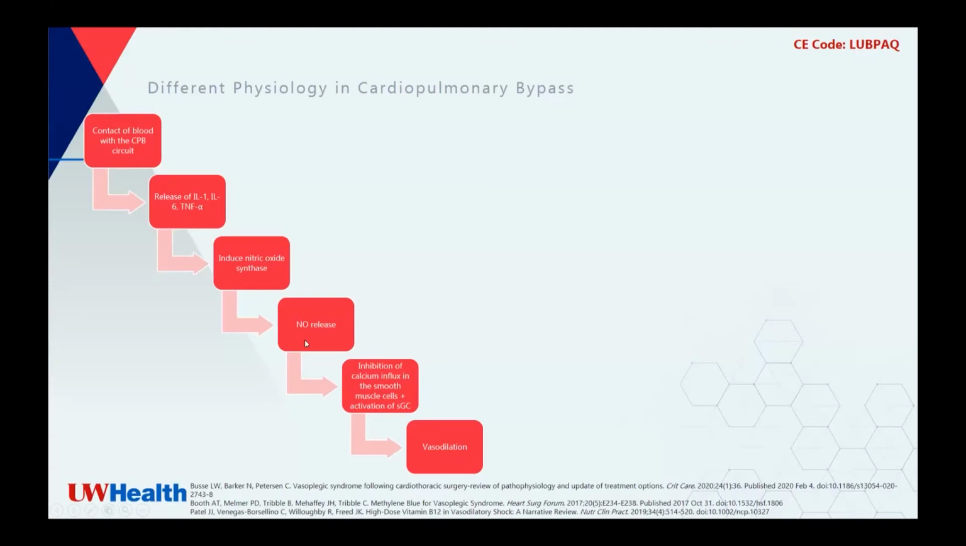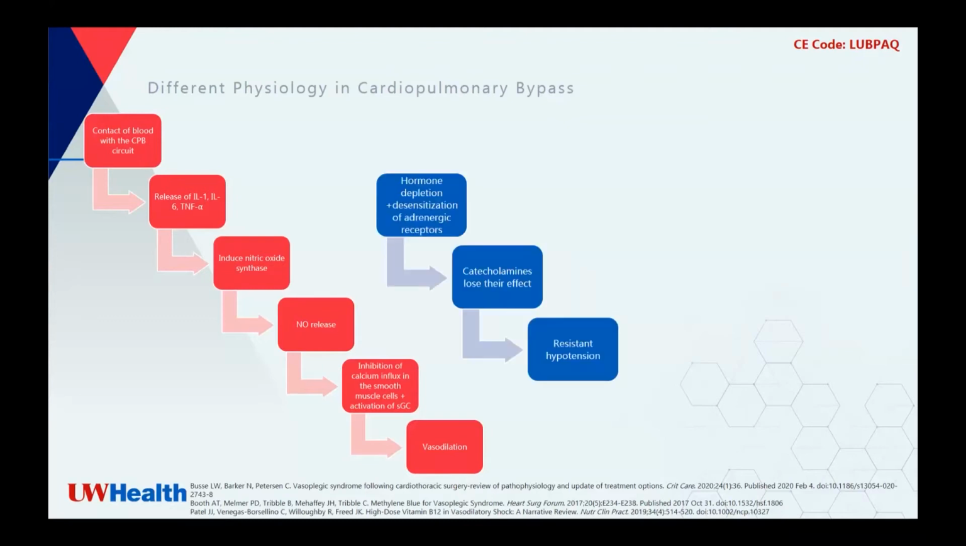Nitric oxide has two main effects that we'll discuss. First, it inhibits calcium influx into the smooth muscle cells. Normally, calcium influx would cause vasoconstriction, but by inhibiting this influx, that leads to vasodilation. Nitric oxide also activates soluble guanylate cyclase, which increases the production of cyclic GMP, which causes vasodilation.